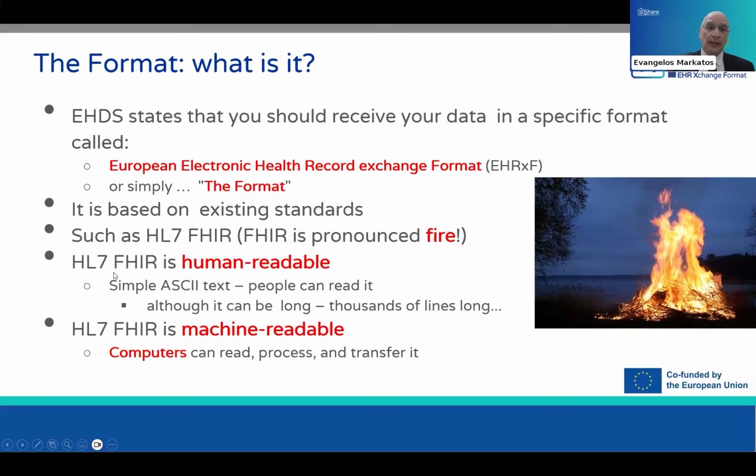So HL7 FHIR has two important properties. The first is that it is human readable, simple ASCII text. People can read it. Although it can be long, it can be thousands of lines long, it's simple ASCII text. And the second and most important property is that HL7 FHIR is machine readable. That is, computers can read, process, and transfer this format.